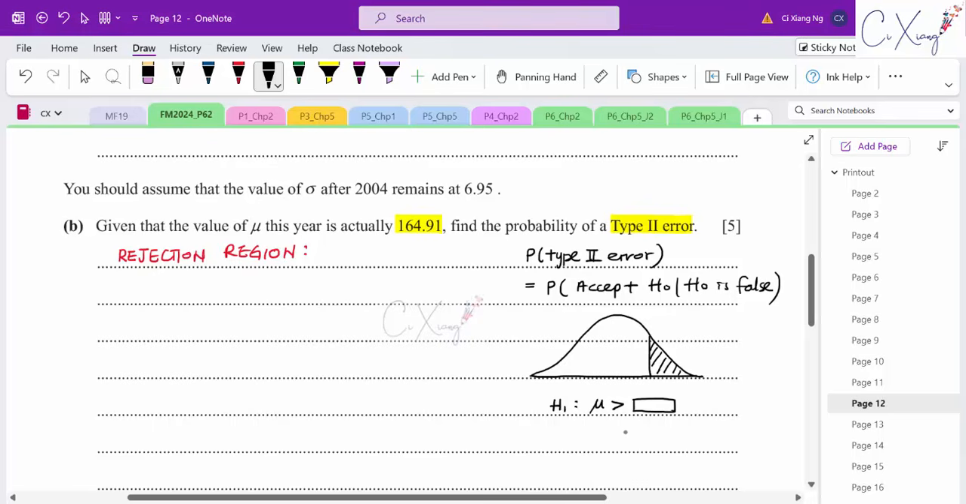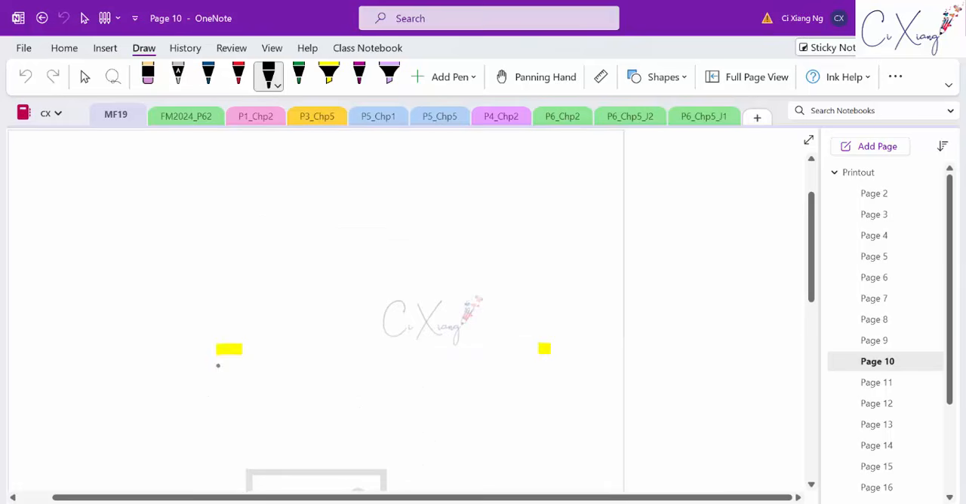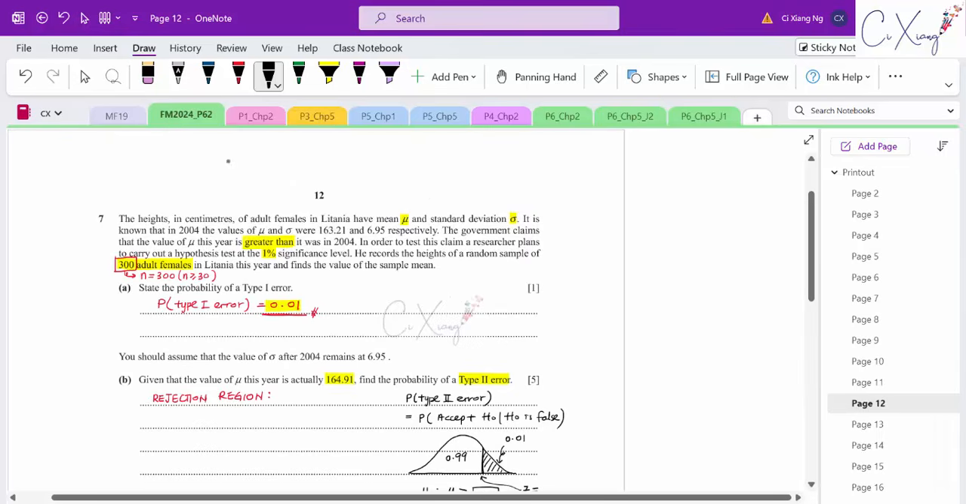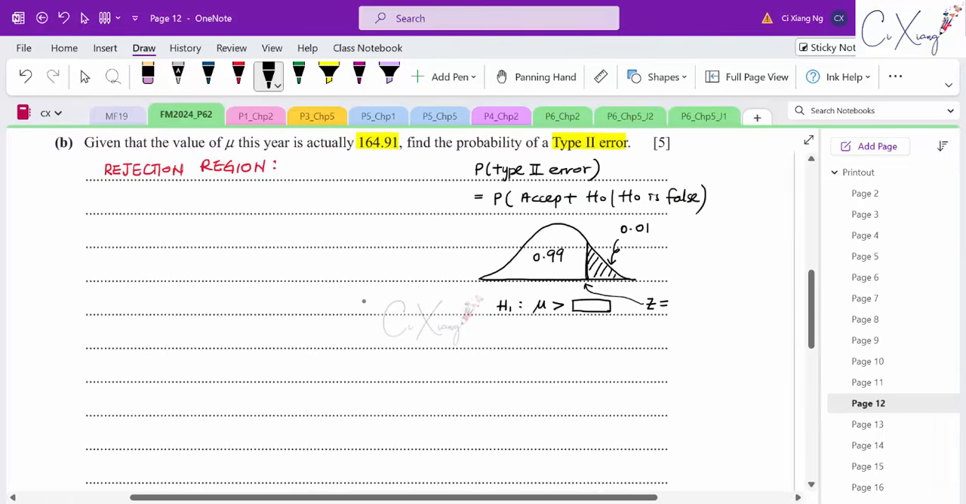So this will be my rejection region. And this area is the significance level, which is 0.01. So the remaining area here is 0.99. Then what is the value of Z that separates the rejection region and the acceptance region? This critical value, we need to look at 0.99. So 0.99 corresponds to 2.326, which means this value of Z is 2.326.